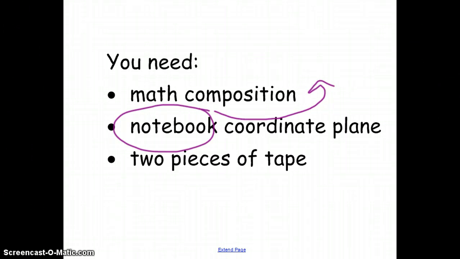Okay, so for your math composition notebook you need a coordinate plane, which your Pro Time / Corral teacher has for you, and you'll need 2 pieces of tape to expedite the process.